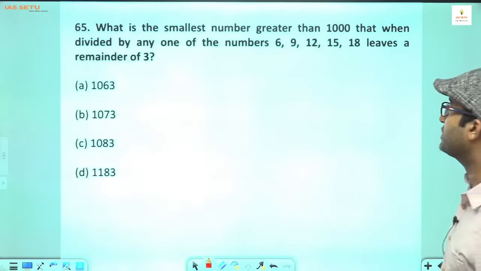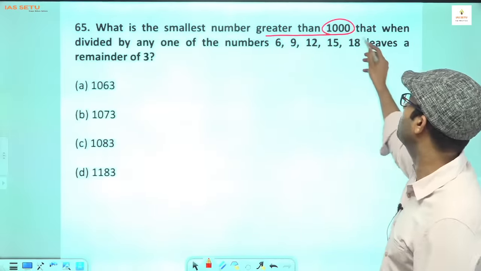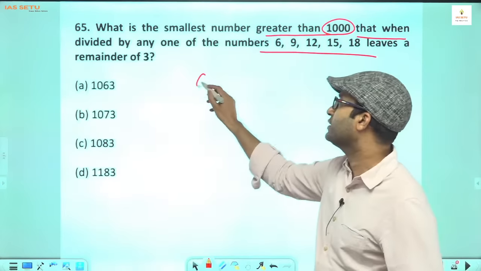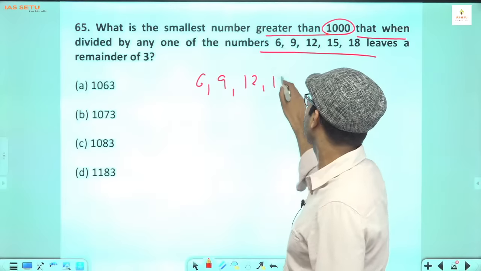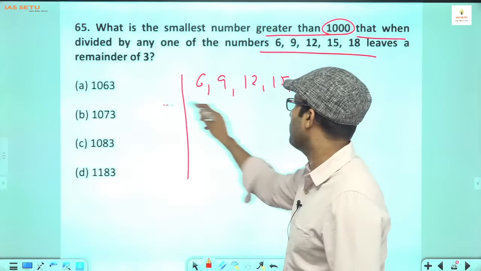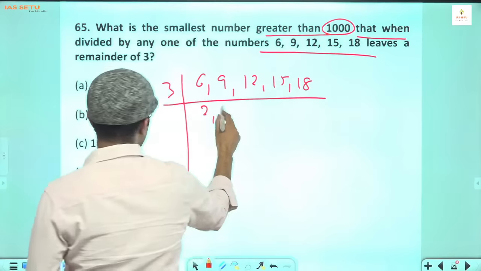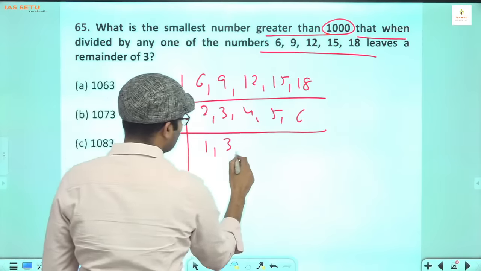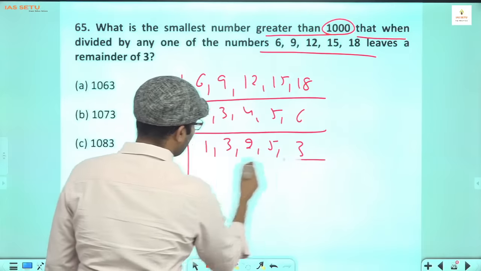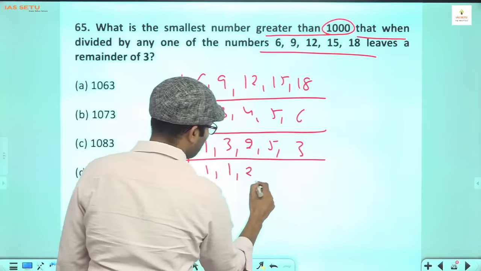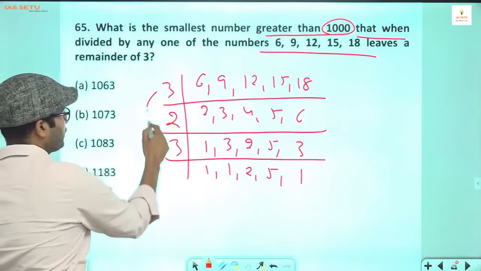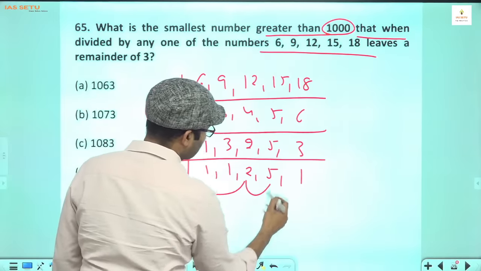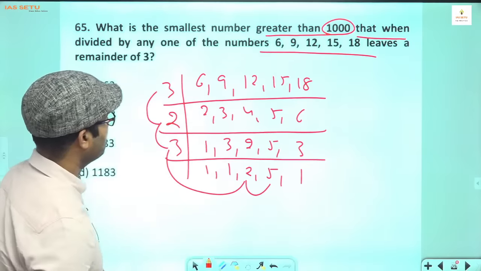Question number 55, what is the smallest number greater than 1000 that when divided by any of these numbers leaves a remainder 3? It is an LCM question. 6, 9, 12, 15, 18. We take 3 common. So this is 2, 3, 4, 5, 6. We take 2 common. 1, 3 as it is. 2, 5, 3. We take 3 common. 1, 1, 2, 5, 1. You multiply 3 into 2, 6. 18, 18 into 2, 36. 36 into 5, 180.